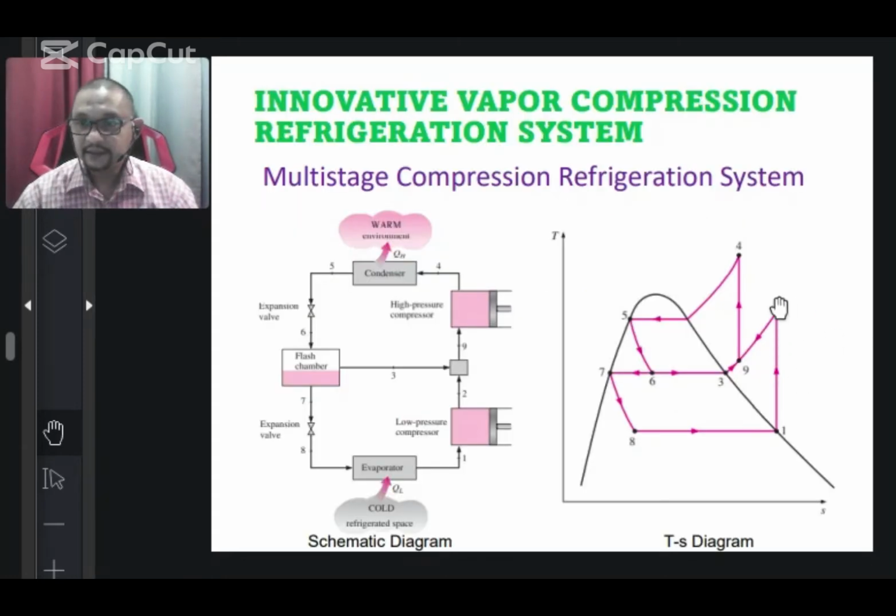This is the important point that you have to remember and understand. That means state number 2 and state number 3 will mix in this superheated region, and then come from the low pressure compressor, and then go to the second compressor, the high pressure compressor.